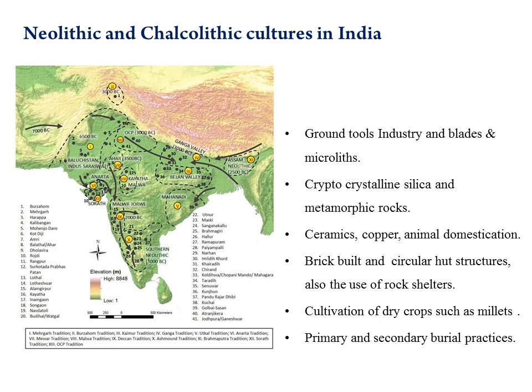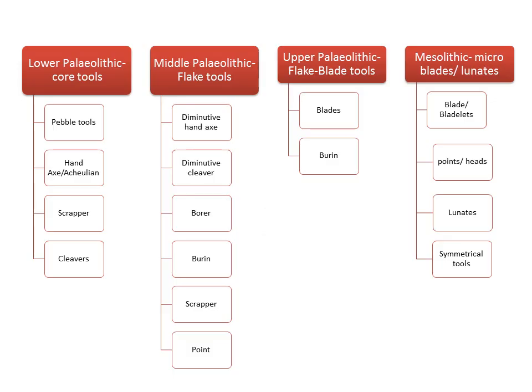They cultivated mainly dry crops such as wide varieties of millets. They practiced both primary and secondary burials. So therefore, this is some idea about the prehistoric cultures. So now we will look into the stone tools in particular.